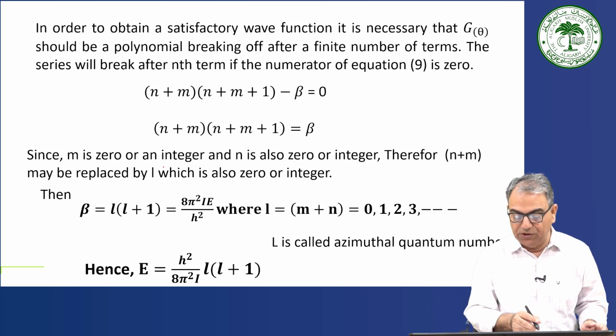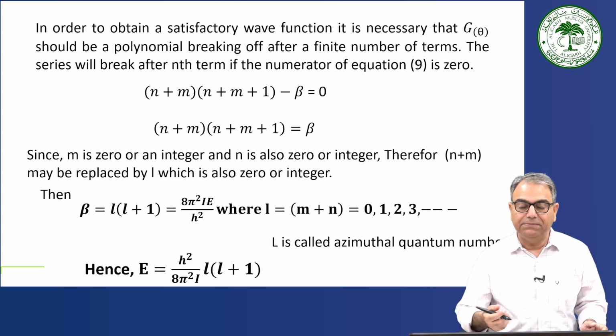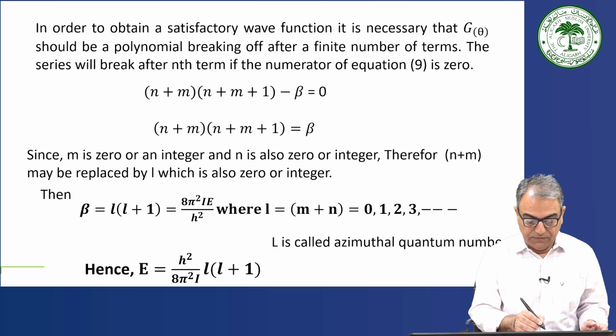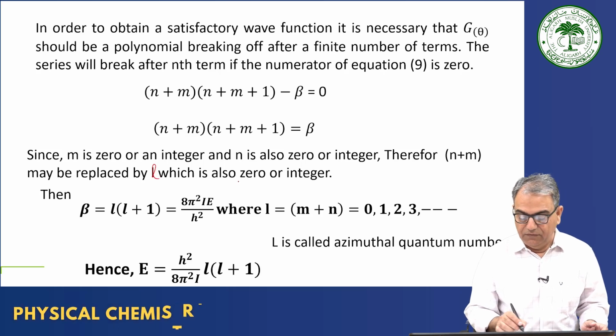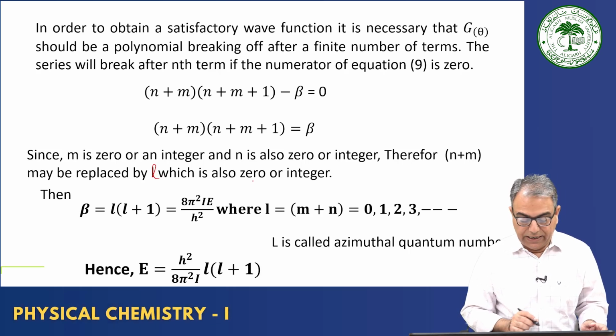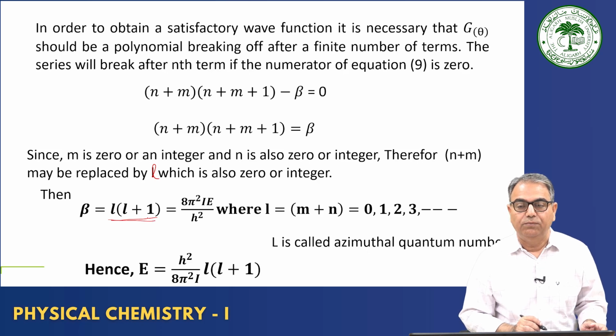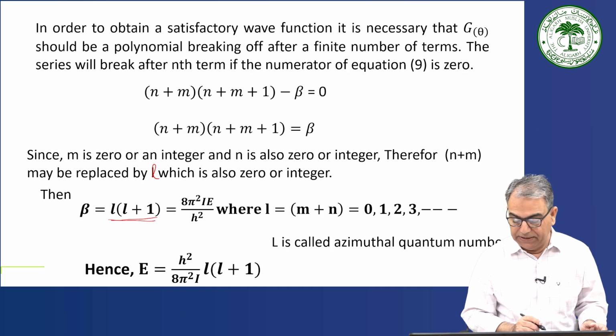Since m is 0 or an integer and n is also 0 or an integer, therefore n plus m may be replaced by another integer L, which is also 0 or an integer. And we can write beta is equal to L into L plus 1. And what is beta? Beta is 8 pi square I E divided by h square, where L is equal to m plus n, 0, 1, 2, 3.